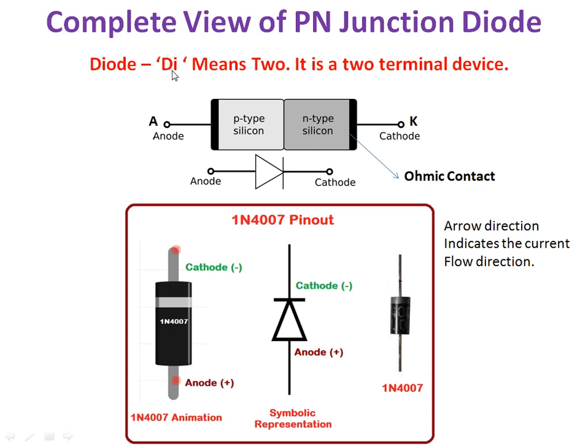Diode means, di means two, so it has two terminals, anode and cathode. This is the symbolic representation of a diode. This is an ohmic contact or metal contact, and this is the famous type of diode, 1N4007. The remaining things we will discuss in the next lecture.